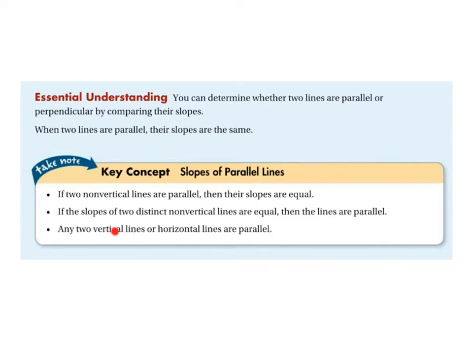Now they say non-vertical because vertical lines actually have undefined slopes, so we can't set that equal to another slope because it doesn't have a number. That's the only reason it says non-vertical. We can still have vertical lines that are parallel. In fact, if they both have undefined slopes, then they're parallel. If they both have zero slopes, then they're horizontal lines and they're parallel as well.